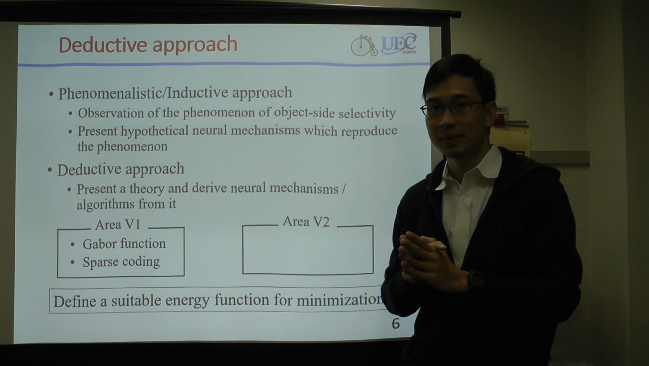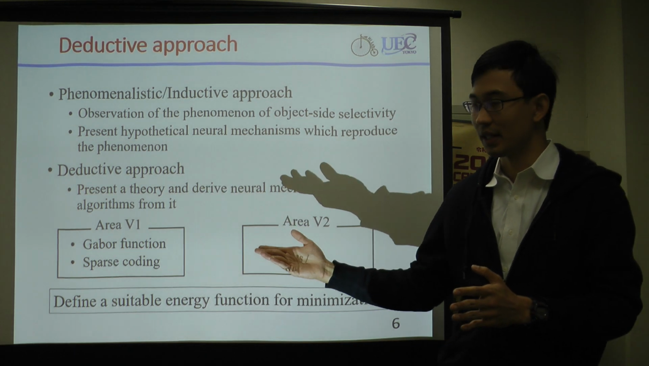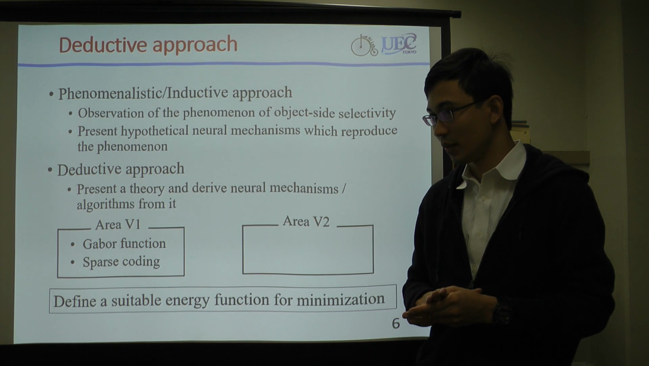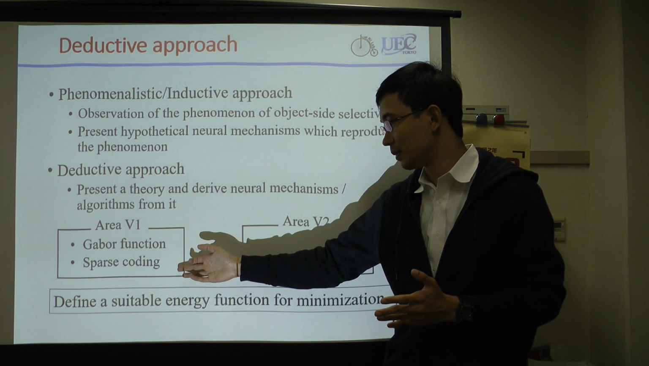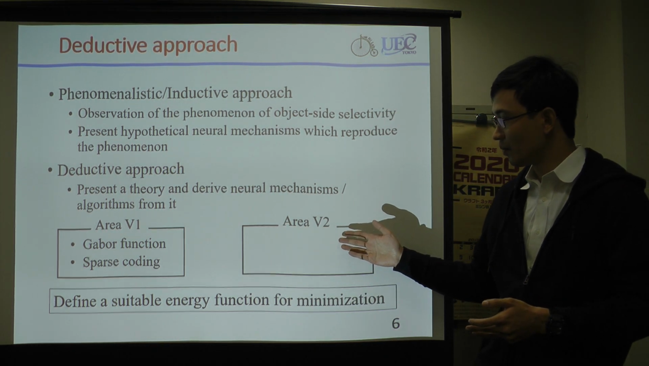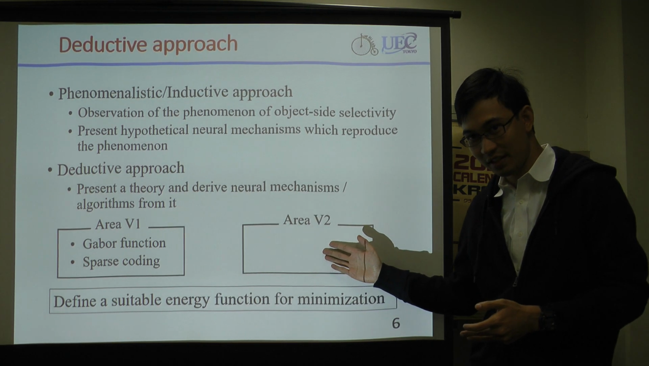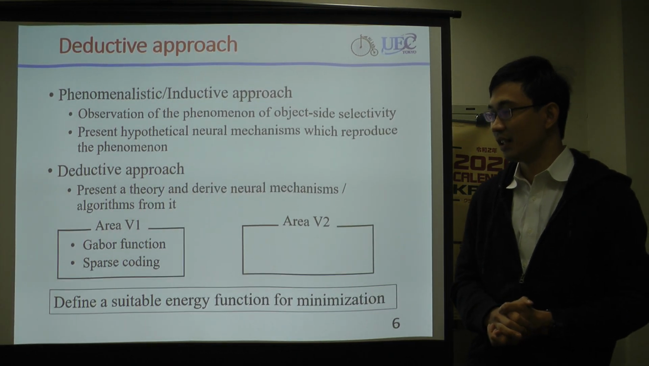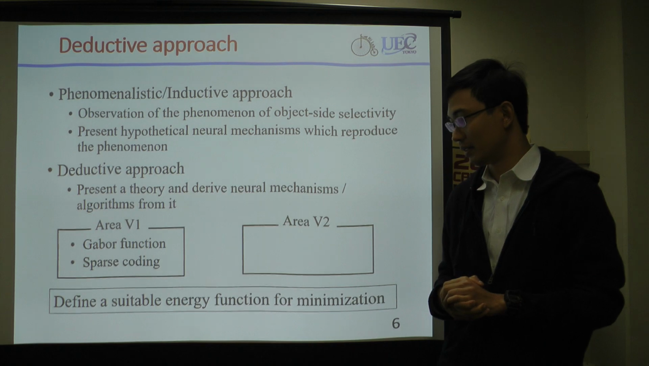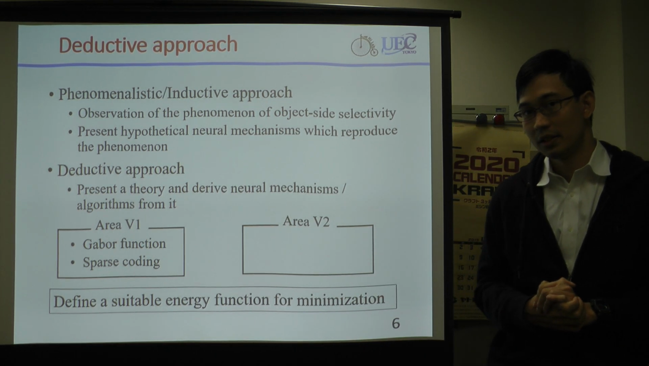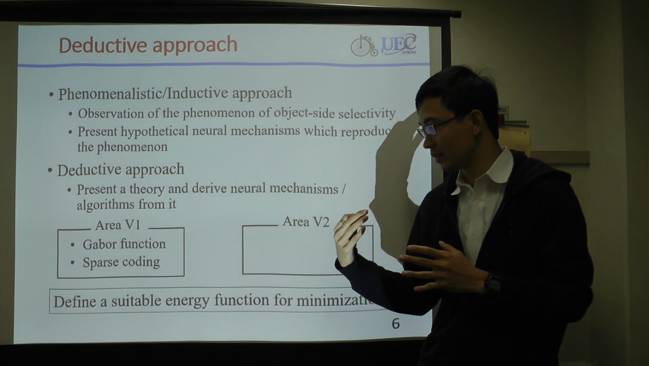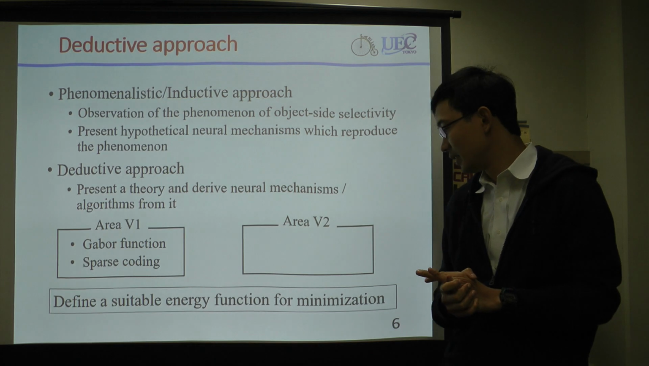Now, a deductive approach has been taken previously in area V1, and this has resulted in famous theories such as the Gabor sparse coding and the Gabor function. However, in area V2, there has not been any research at all which has taken a deductive approach to solving the problem of, let's say, border ownership. So how do we approach this problem now? First, we have to define a suitable energy function for minimization.